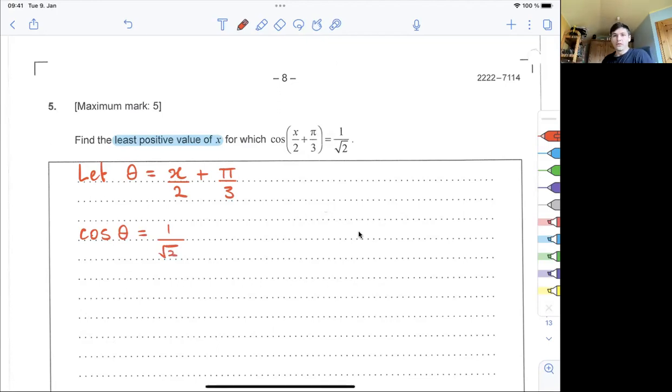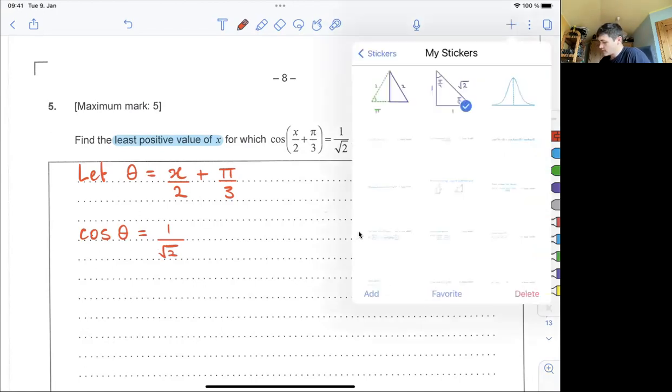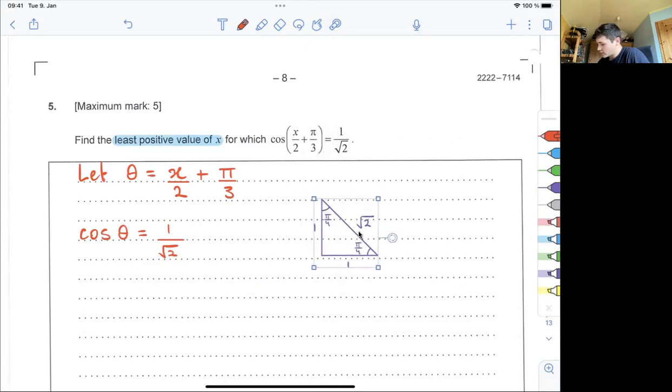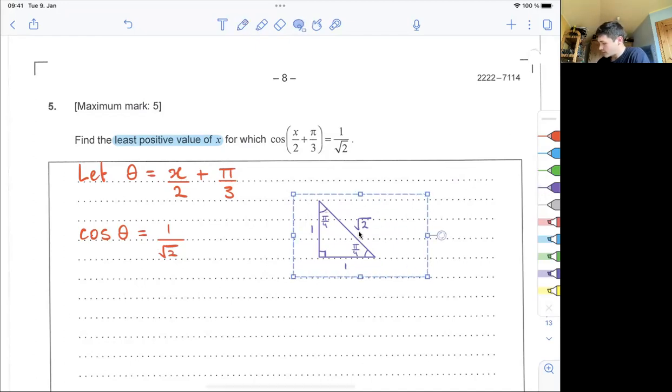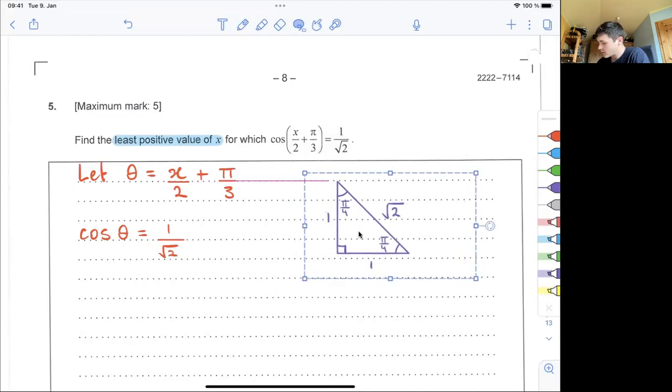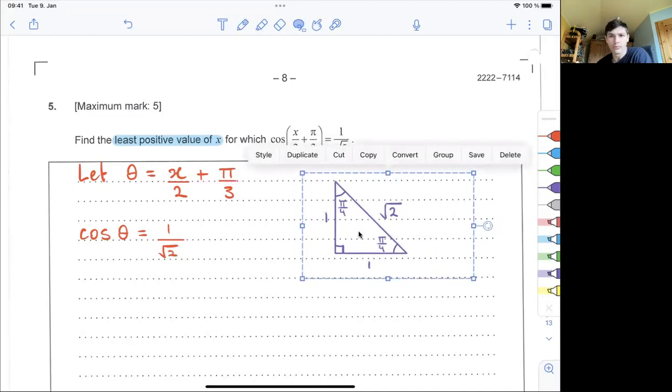If you're not familiar with your exact value triangles, I would encourage you to commit them to memory. Here I've got one. This exact value triangle is effectively a right-angled isosceles triangle, where the two sides that are the same length are length 1. If you run Pythagoras' theorem, you'll find that the hypotenuse is the square root of 2. And from here, you'll be able to find the exact values of cos, sine, tan of 45 degrees or pi over 4.